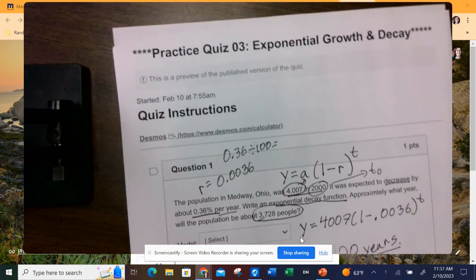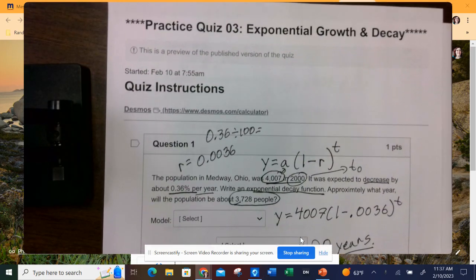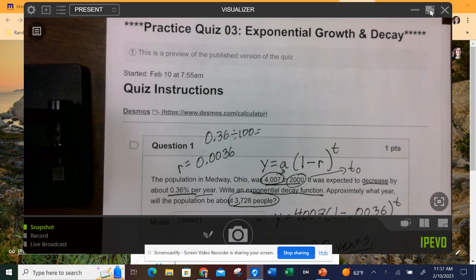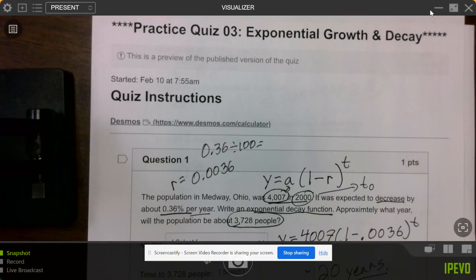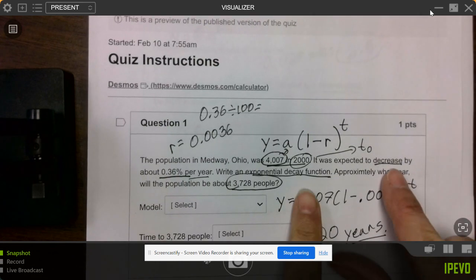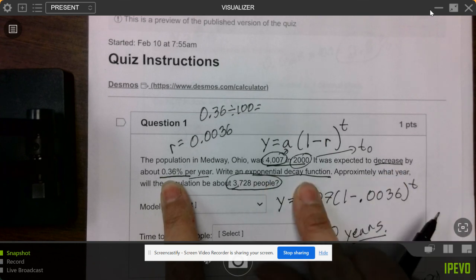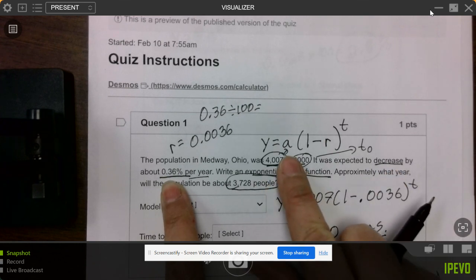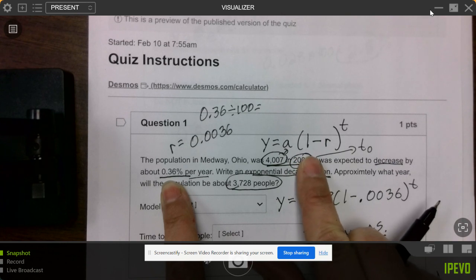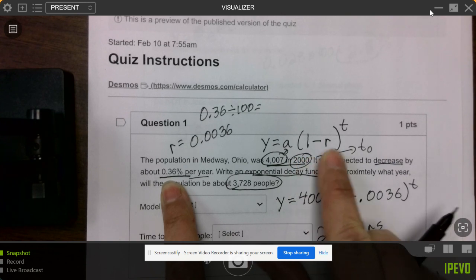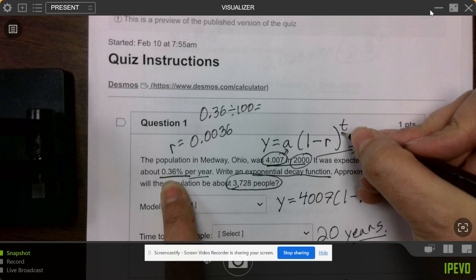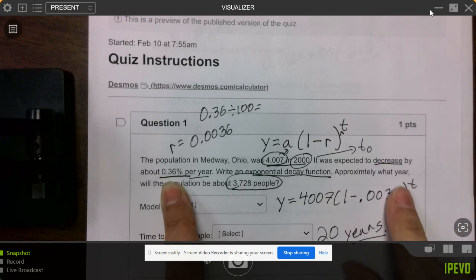Okay, hello. So we're going to work on our practice quiz for the exponential growth and decay. Our first one, everybody, says the population in Midway is expected to decrease by 3,600% per year by an exponential decay function. So that means we're going to do A times 1 minus the rate as a decimal, everybody, raised to the time. Approximately what year will the population be?